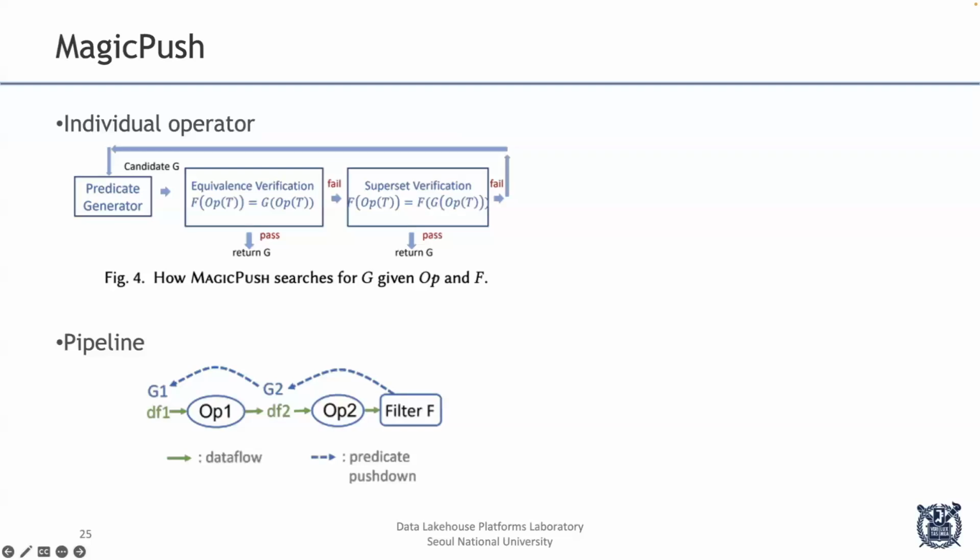For data science pipelines, each operator has one input and one output, right? Because it's a series of operations that are going to be done on the data. So in that case, Magic Push will decide the push down for each operator from the last operator to the first. So it starts from here and then it goes to the start of the pipeline. In the beginning, it finds G2, given OP2 and the filter F, and it's going to produce DF2, which is the output of operator 1. And then it will push G2 through OP1 and obtain G1, which is the filter on the output of the table DF1.